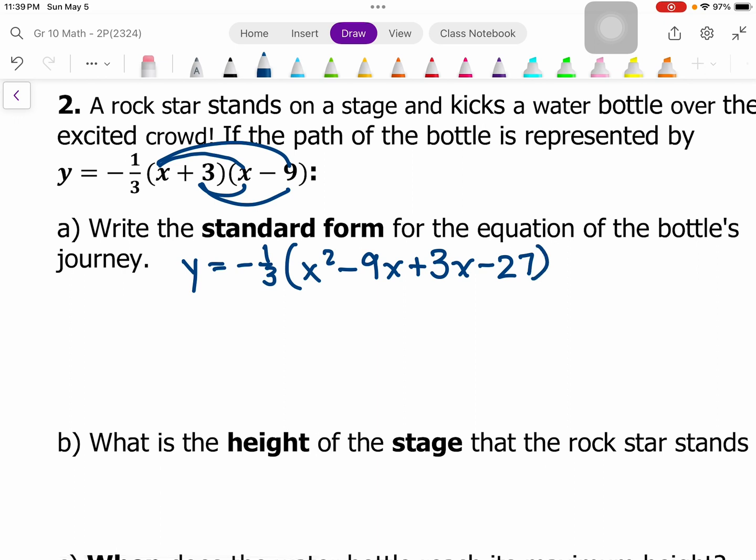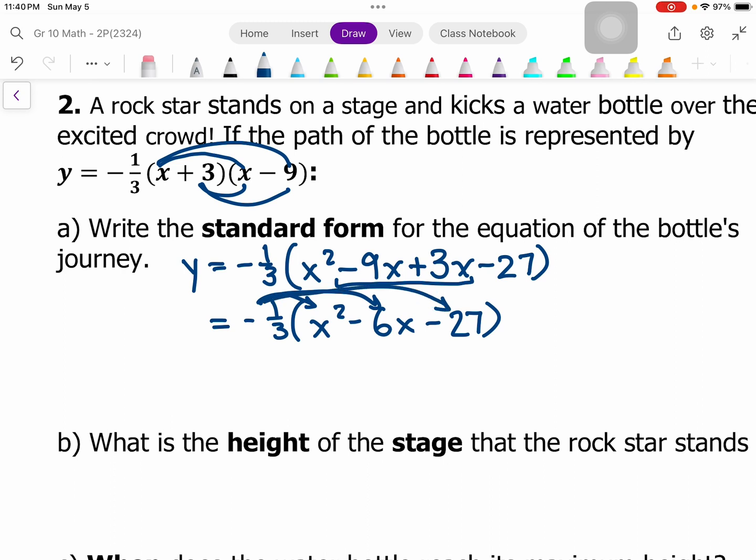And then we will simplify, we'll collect our like terms. So we have x squared minus 6x minus 27, and now I'm going to multiply that -1/3 through by each of these. So we have -1/3x squared plus 2x and plus 9. So there is standard form for this relationship.